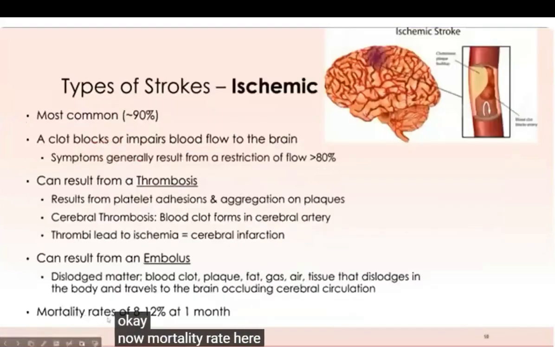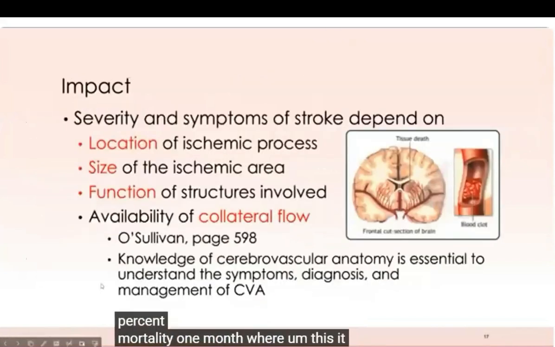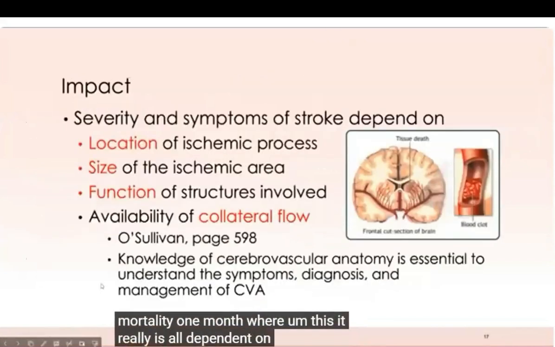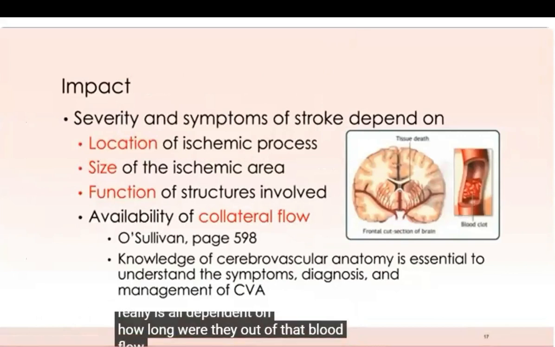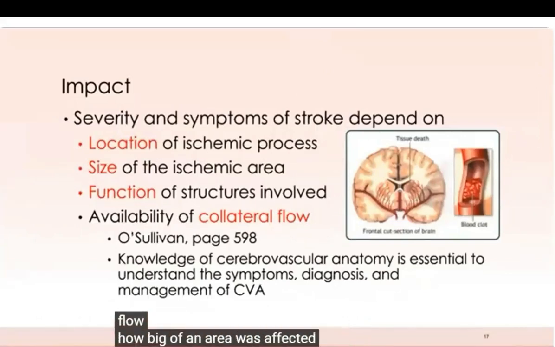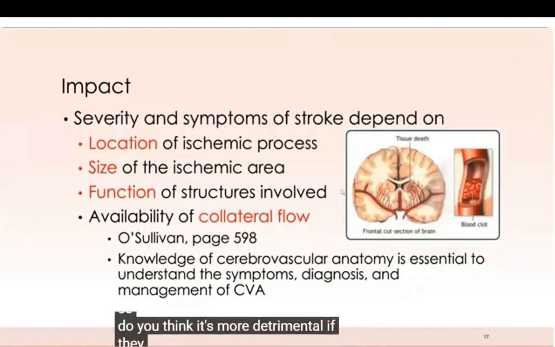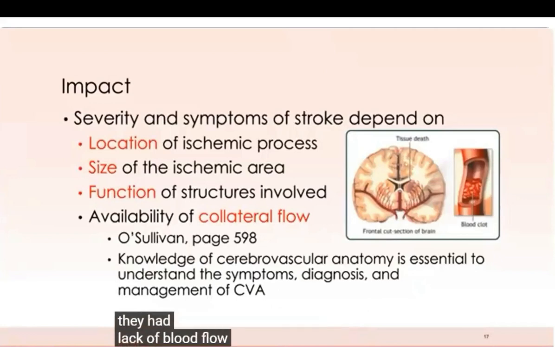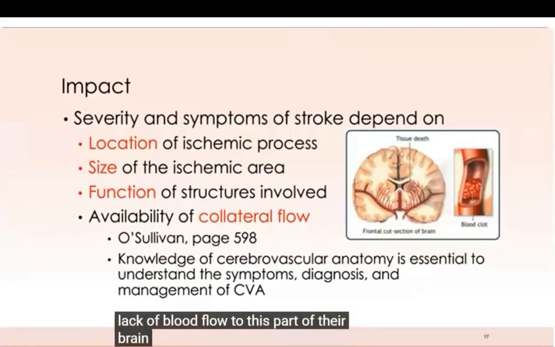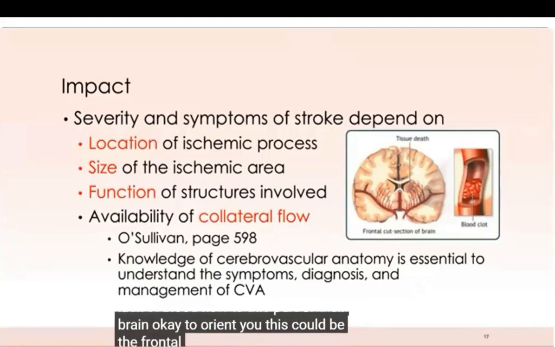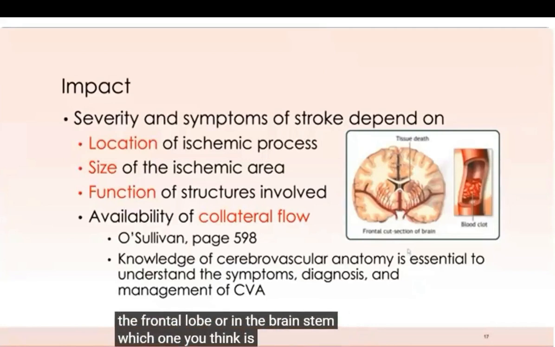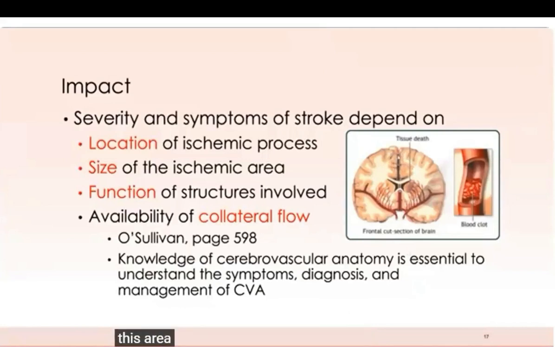Now, mortality rate here, 8 to 12% mortality at 1 month, where it really is all dependent on how long they were out of that blood flow, how big of an area was affected in their brain, what is the function in that area. Do you think it's more detrimental if they had lack of blood flow to this part of their brain? Okay, to orient you, this could be the frontal lobe of the brain. Which one do you think is more detrimental? This area or the brainstem?